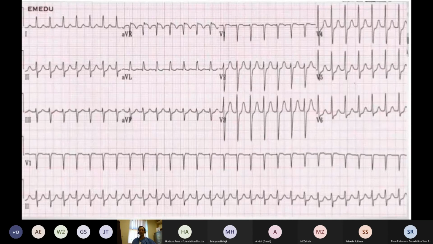So this is another example of a narrow complex tachycardia. And I want you to tell me that this is regular. I won't mark it out for you, but I'm sure looking at that you can agree with me. It's very regular. We can't see any P waves, and we can't see any retrograde P waves.